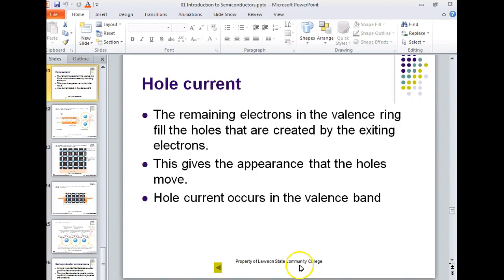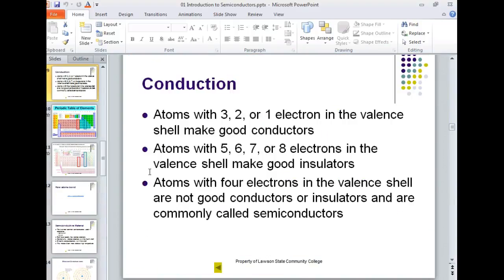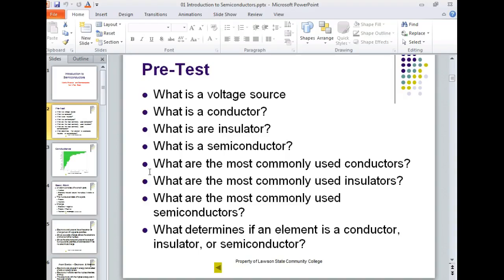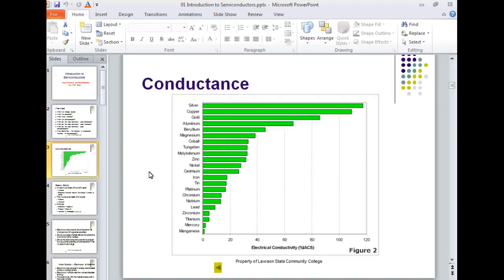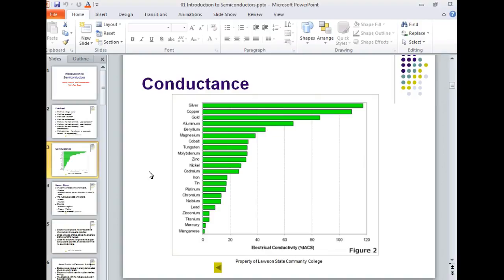So what we talked about the other night was basically just a little introduction into semiconductors. Right? We talked about, and this is the newest PowerPoint. This chart is a lot prettier than the other one we looked at the other night. That shows you the rating of conductors.